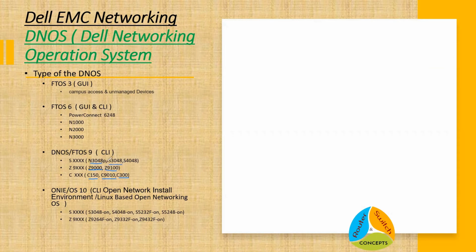3048s are also 1U. 3048P is also 1U. 4048 is also 1U. The rest are basically 48 ports. Wherever you see a 48 port, it's basically a 1U switch. Whereas Z9264 is basically a 2U switch.